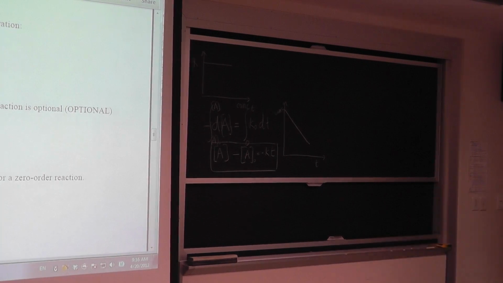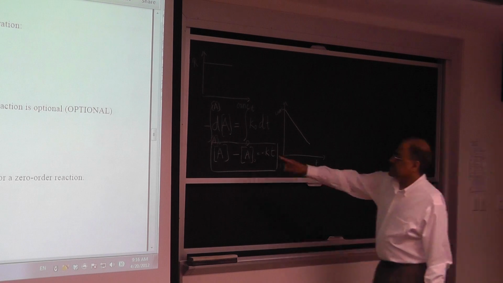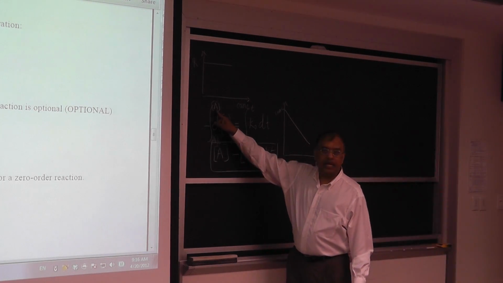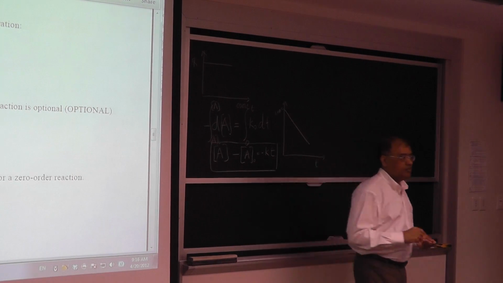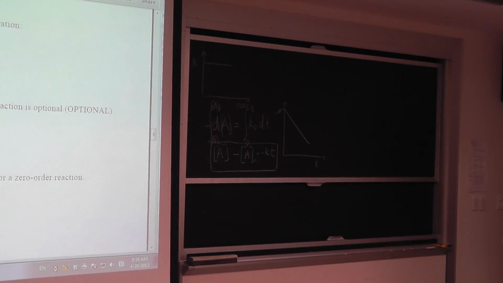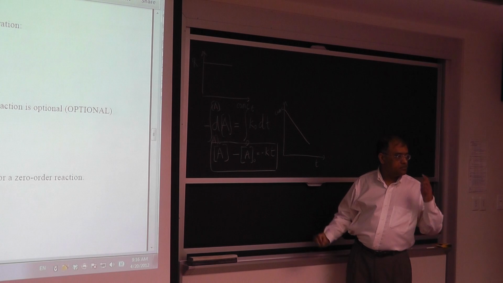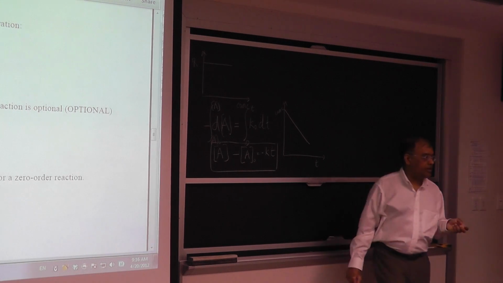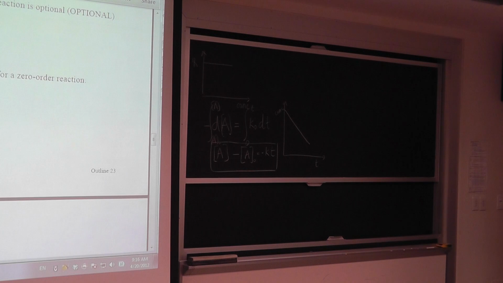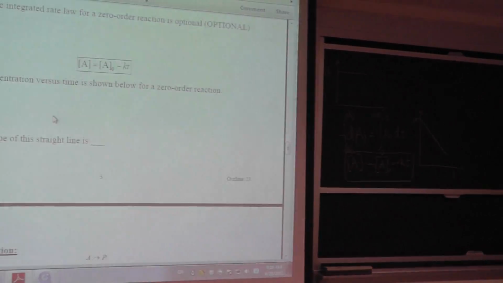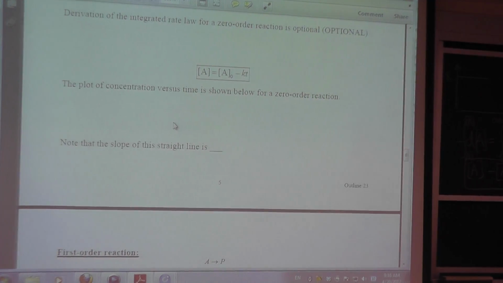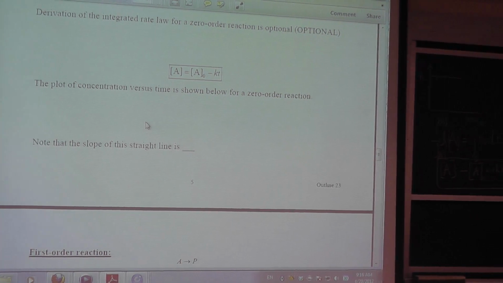Why is it A minus A naught? Because of the limits, A sub 0 and A. Then why does it say the concentration of A equals A sub 0 minus kt? I just moved this over onto the other side. So you're going from A naught to A. So the slope of the straight line is negative k. And the concentration is the concentration of the reactants.